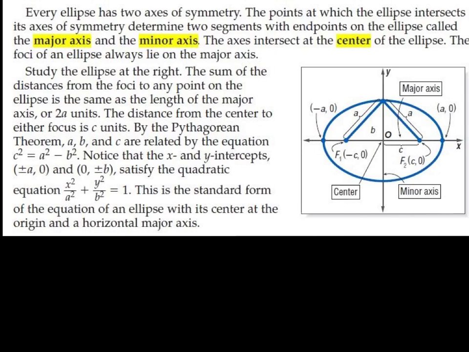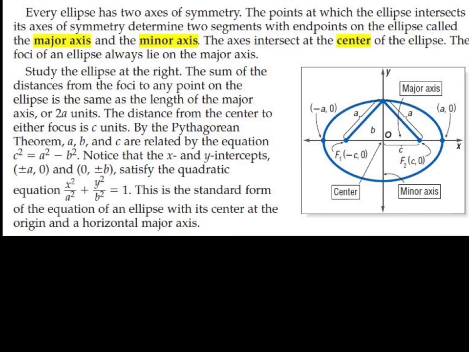The distance from the center to either focus is c units. By the Pythagorean theorem, a, b, and c are related by the equation, and this is not our normal Pythagorean equation: a squared, because that's our hypotenuse, minus b squared equals c squared, because in this case a happens to be labeled on the hypotenuse.